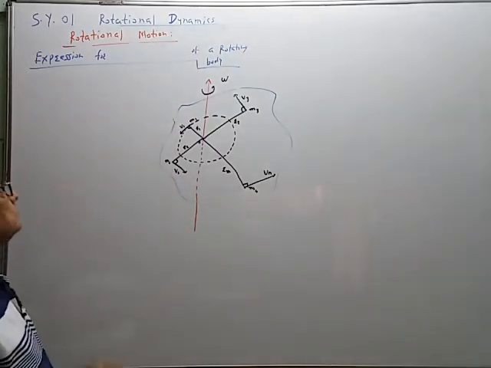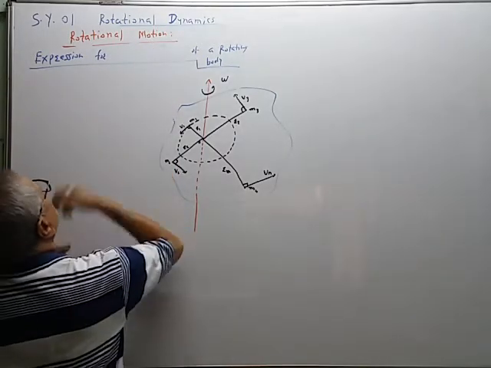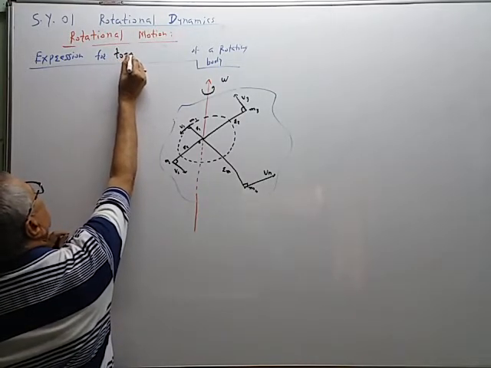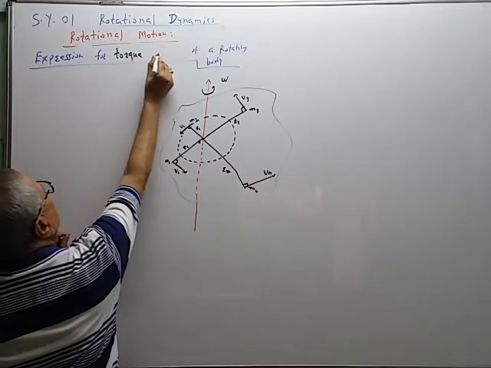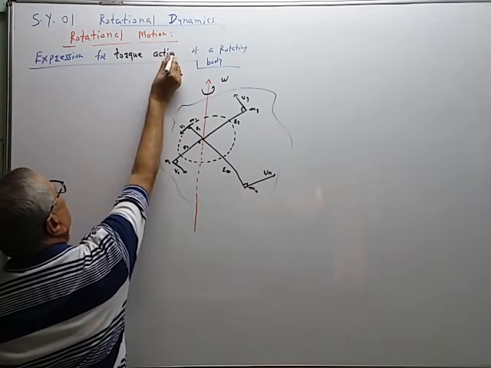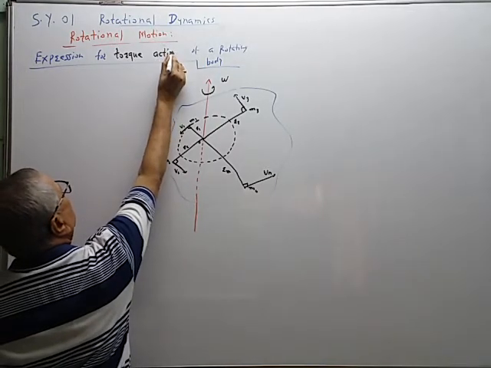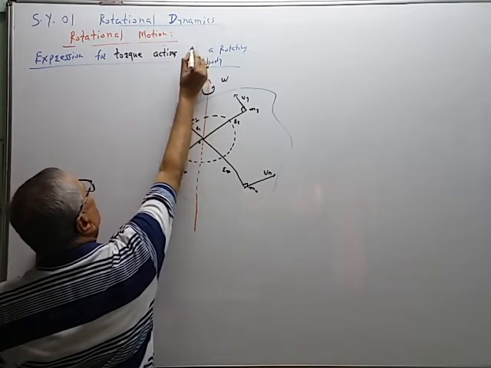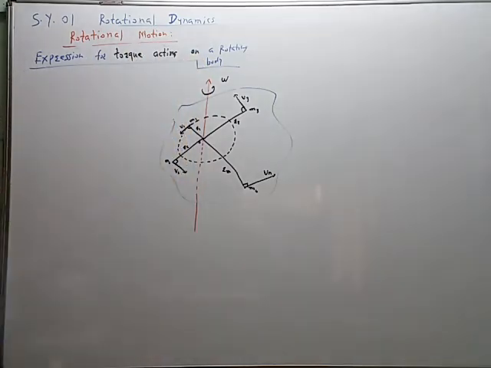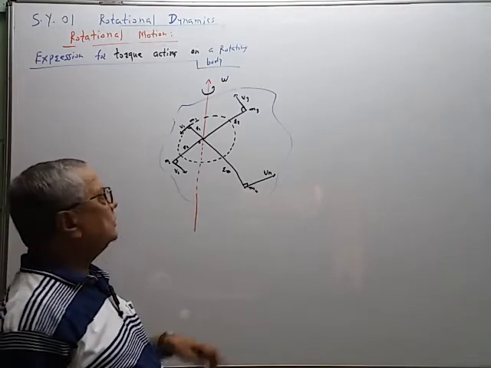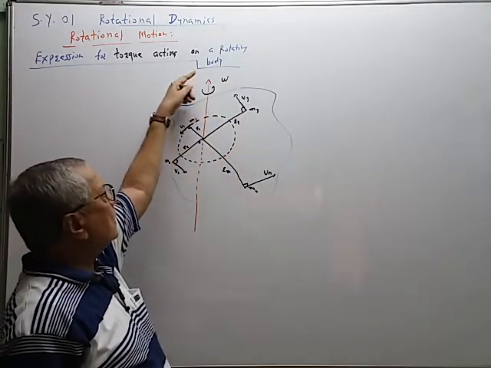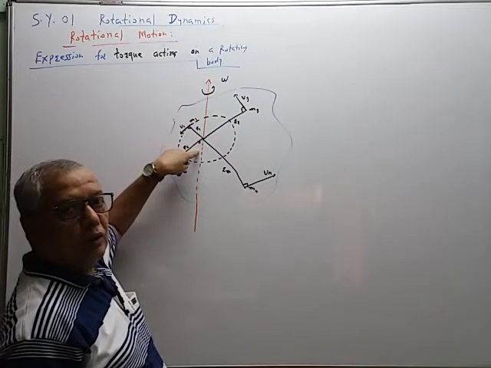expression for torque acting on a rotating body. So same figure we are going to use. Consider a rigid body of any shape rotating about the axis passing through the point O.